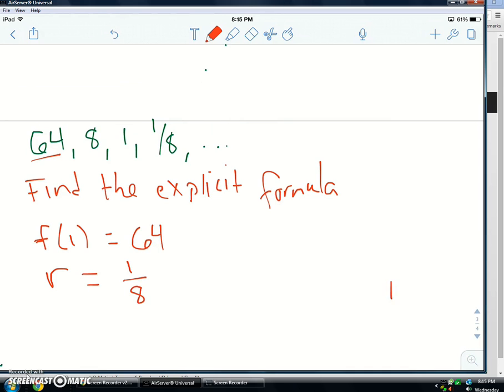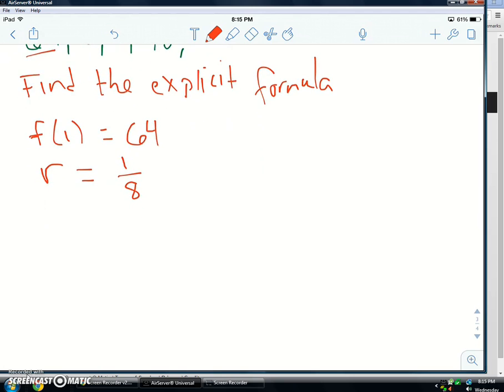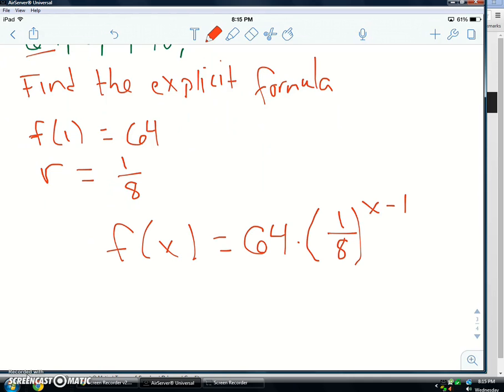Okay, and those are the only things we need for our explicit formula. So our explicit formula for that sequence will be f of x equals our first term, which is 64, times our common ratio, and with the fraction, it's always good practice, especially when you're using the calculator, to put that fraction in parentheses: 1/8, which is our common ratio, to the x minus 1 power.